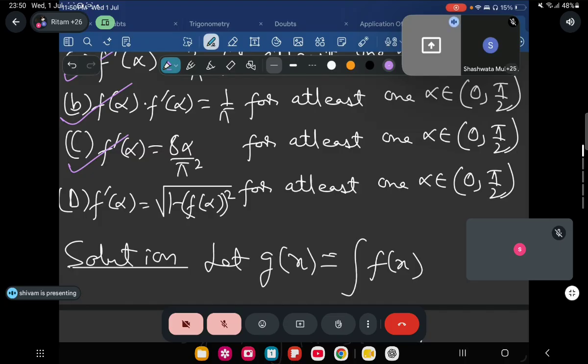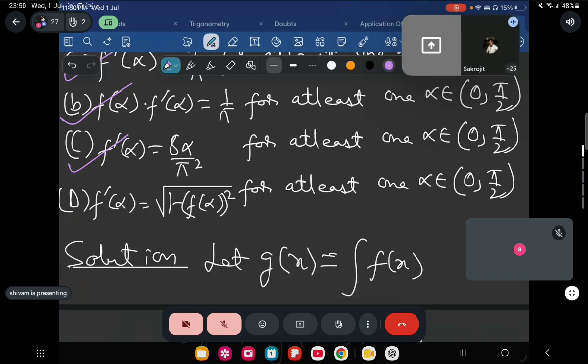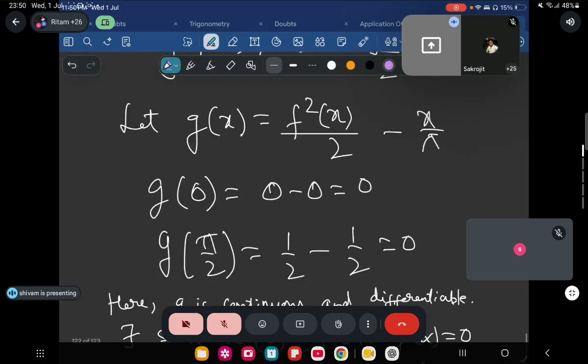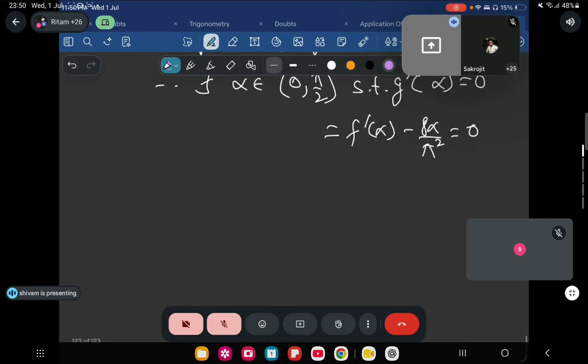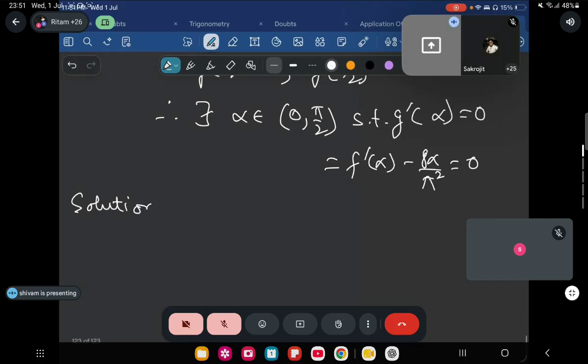You have got f dash alpha is equal to root over 1 minus f of alpha whole square. So can anyone tell me what function we should take? Raise your hand. Yes, Socrates, tell me. Seeing this form, sine inverse f of x minus x. Correct. Sine inverse f of x. Because when you differentiate, what will you get? Anyone having any doubt, you can ask me now.